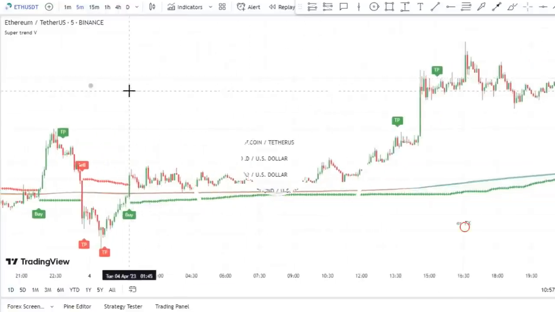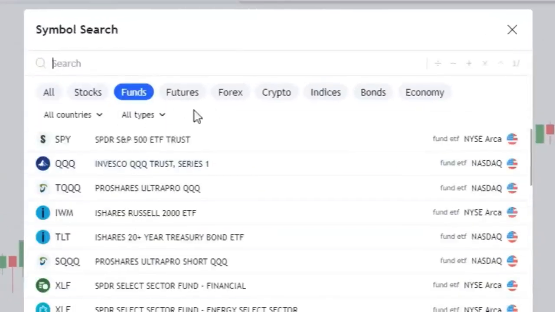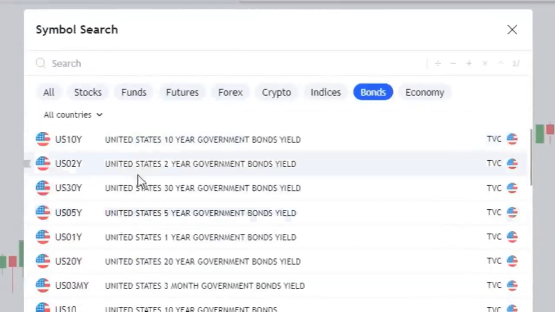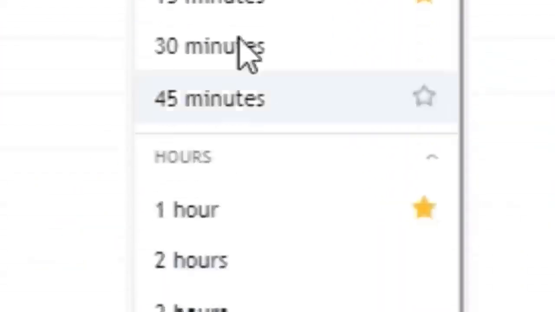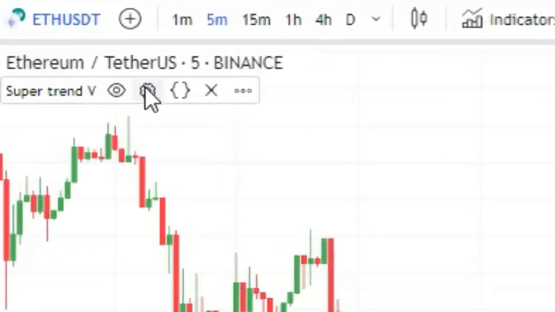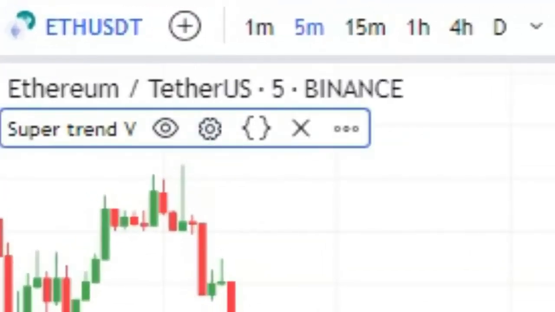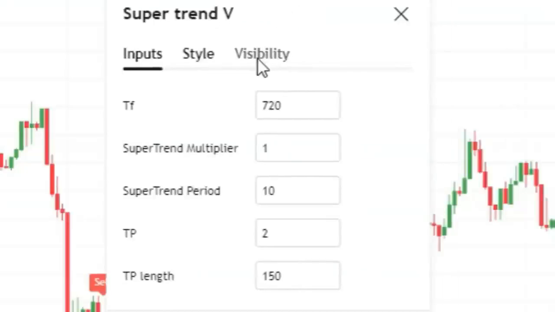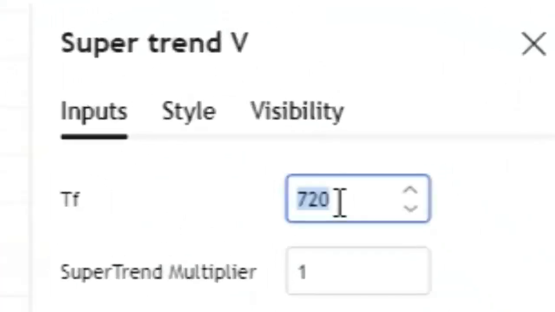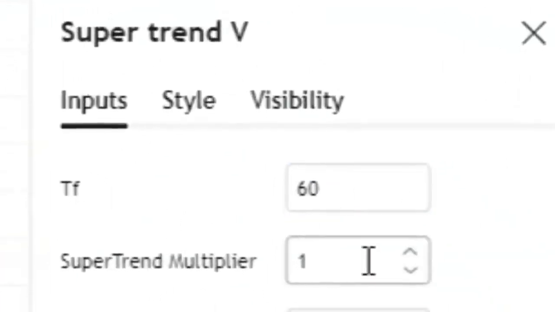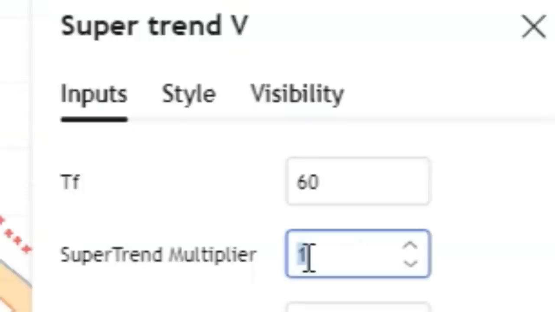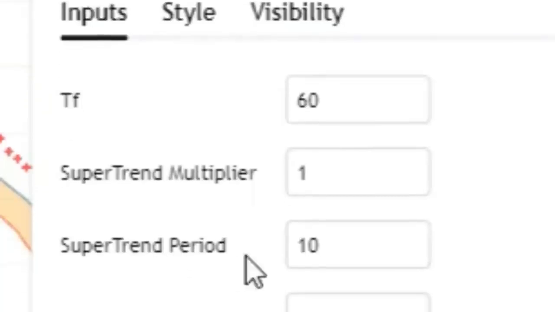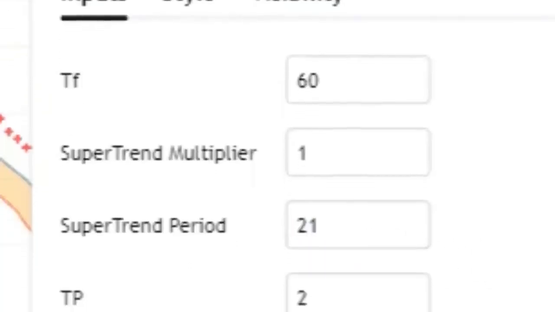But before we do that, I wanted to mention this strategy can be used on all charts and all time frames. So let's adjust the super trend settings to get the most out of our trading strategy. First, change the time frame to 60. Then the super trend multiplier to 1. And then change the super trend period to 21. The TP to 1.5 and the TP length to 150.